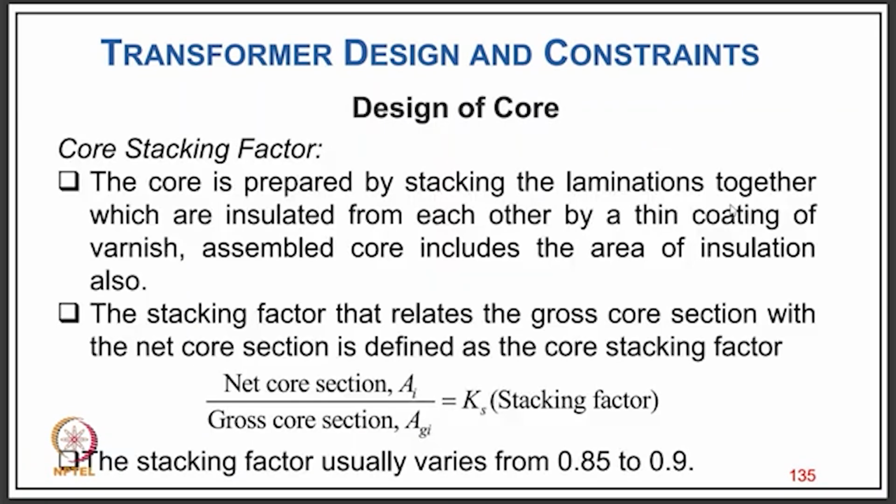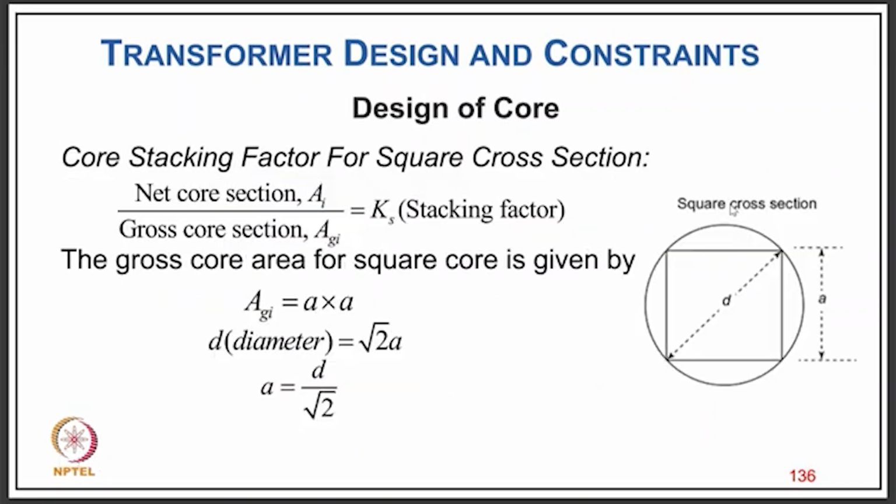And then coming to the core stacking factor. The core is primarily prepared by stacking the laminations together, which are insulated from each other by a thin coating or varnish. And the assembled core includes the area of insulation also. So the stacking factor that relates the cross section with the net core section is defined as the core stacking factor. Net core section AI upon gross cross section AGI is the core stacking factor, and the stacking factor varies from 0.85 to 0.9 because of the insulation put with the different dimensions of the thickness of laminations.